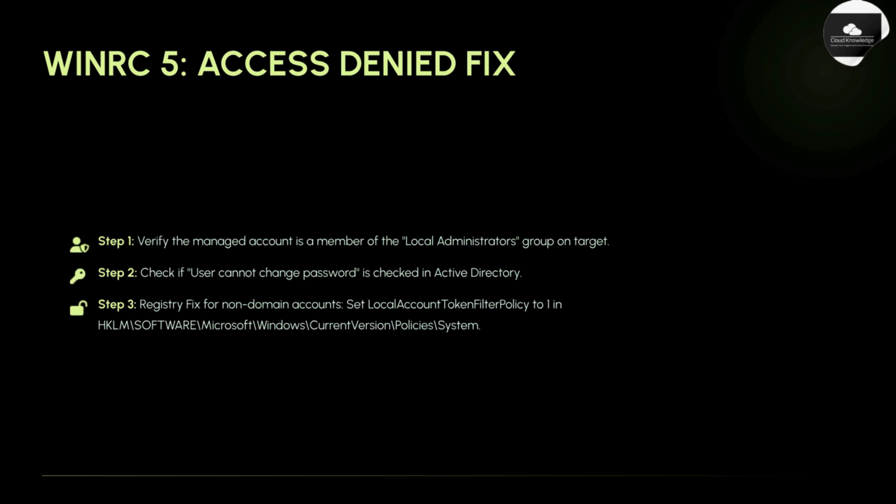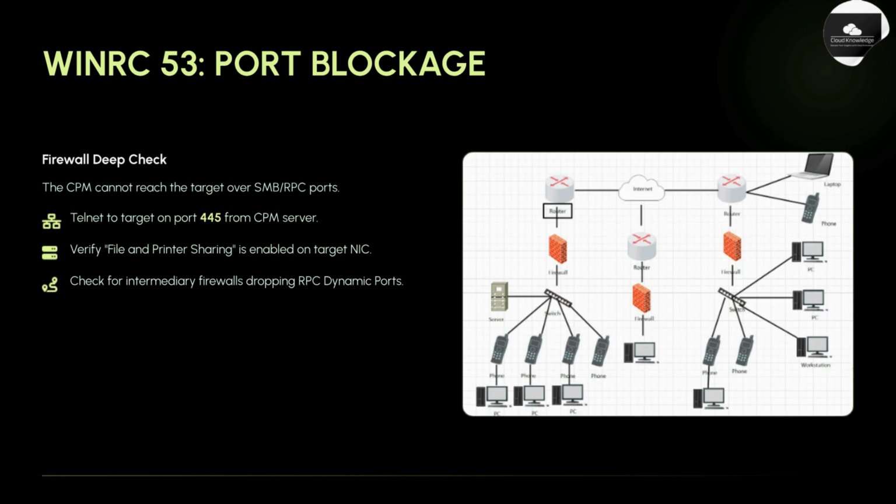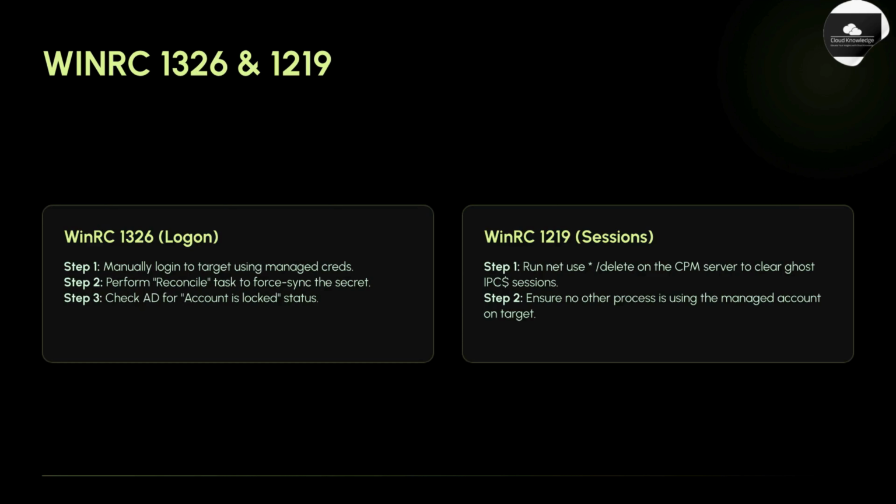To fix WinRC 5, access denied, ensure the managed account is a local administrator on the target. For non-domain accounts, apply the registry fix by setting local account token filter policy to 1. WinRC 53 indicates a port blockage. Verify the CPM can reach the target over SMB or RPC ports. Test connectivity using Telnet on port 445 and check for intermediary firewalls dropping RPC dynamic ports.